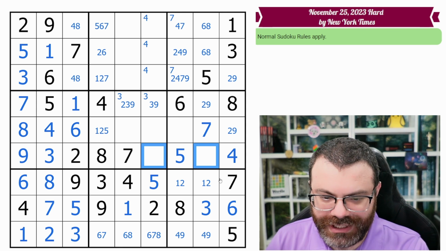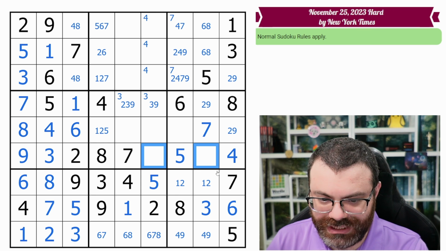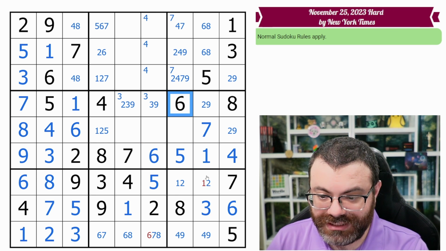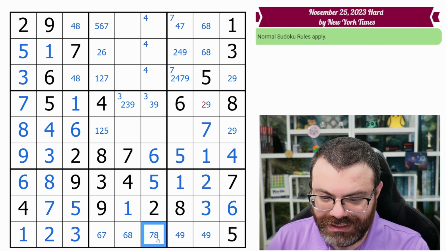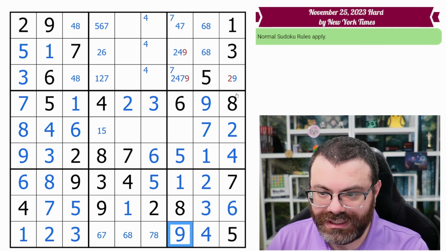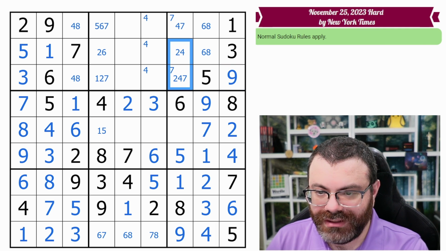And then these two are a pair. A 1 and a 6. So this is the 1, this is the 6 because of that 6 in the box. That's not a 6. We get the 9 and the 2. We get the 3 and the 2. That's not a 2. Down here we get the 4 and the 9. We get the 9 here.